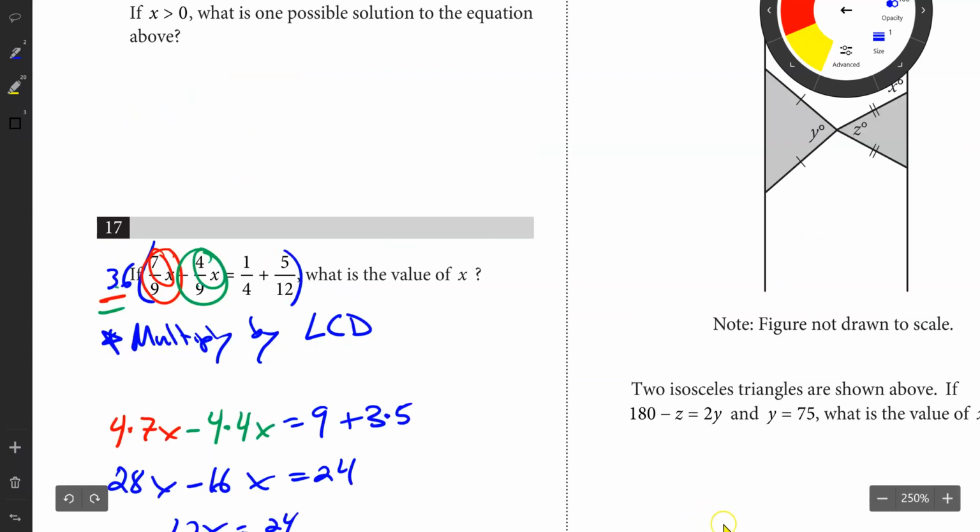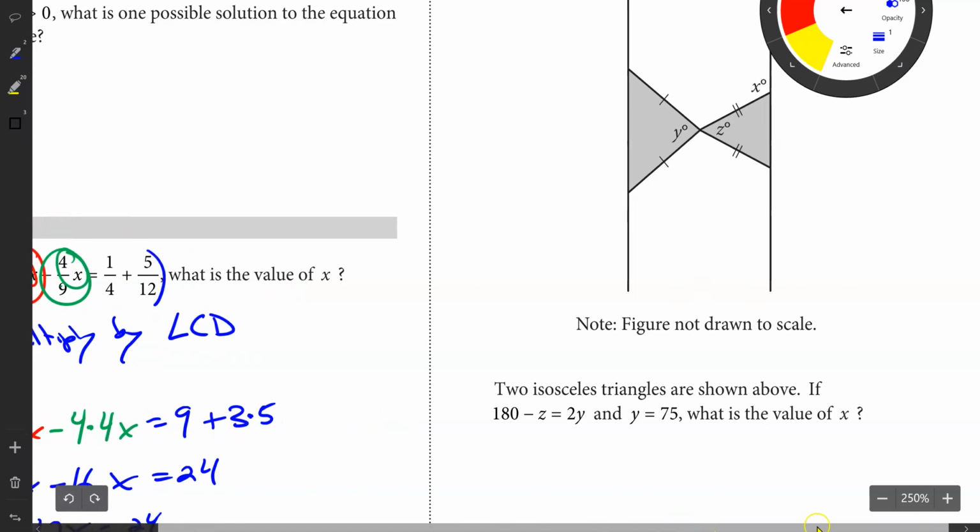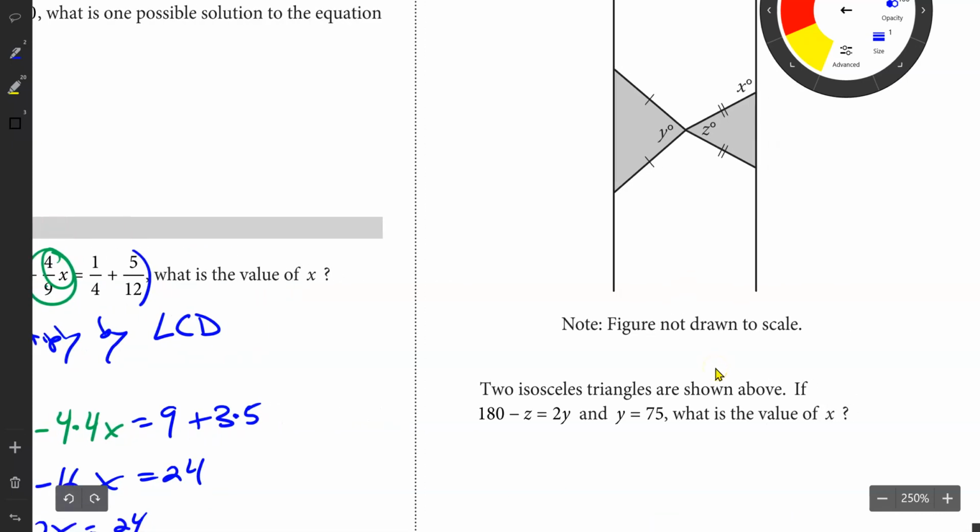All right, last one for this video. Number 18. Okay, so for 18, it says we have 2 isosceles triangles shown above. We know that 180 minus z equals 2y, and y equals 75. What is the value of x?